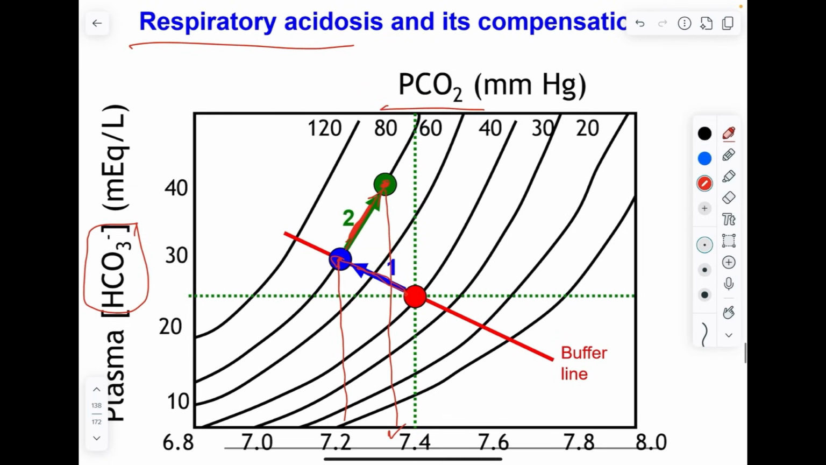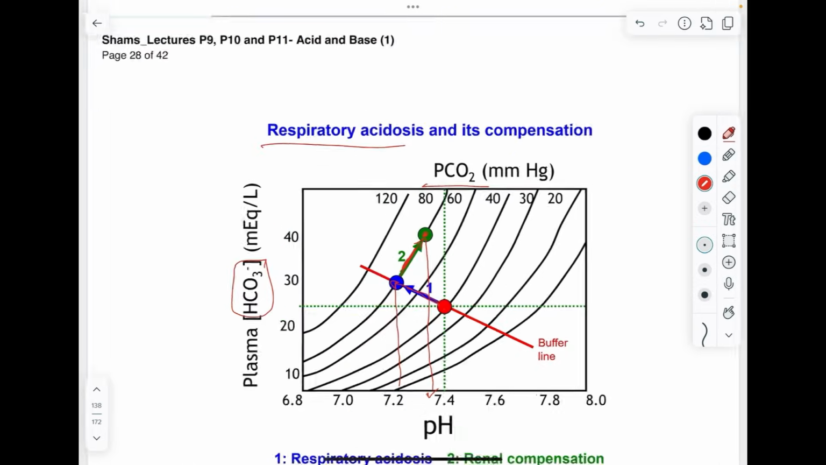Why do we not say fully? Because the normal is 7.4. Is that 7.4? I don't think so. It's about 7.3.